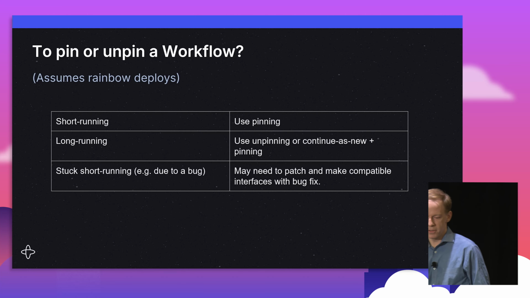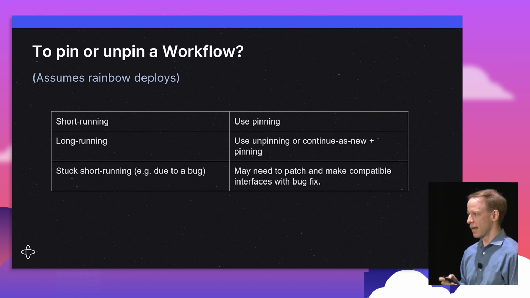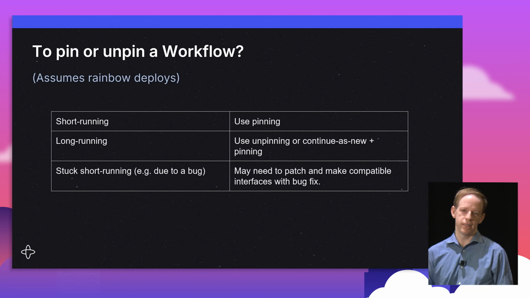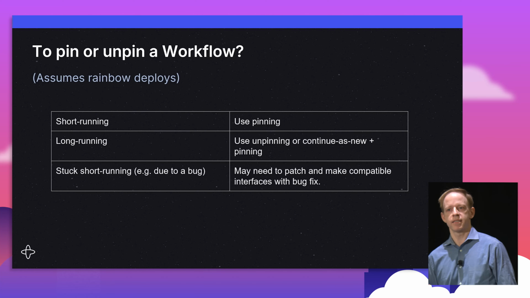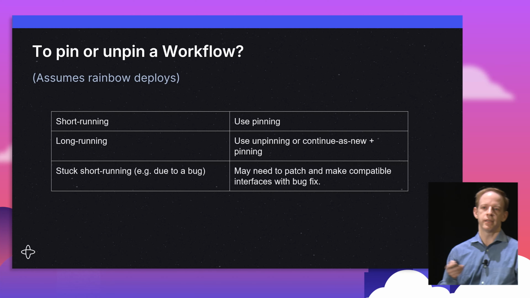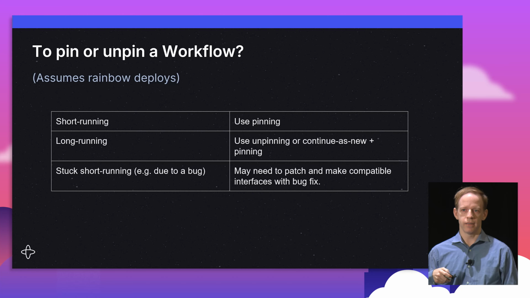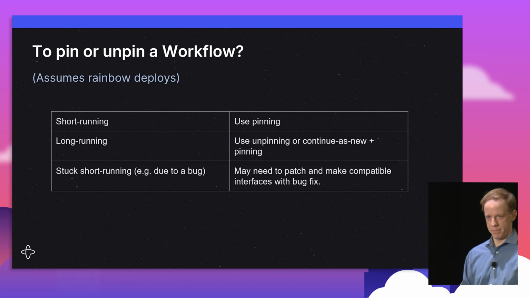Well, assuming you're using Rainbow deploys and it's safe to actually be pinning workflows, the litmus test is basically short-running workflows get pinned. Long-running workflows are a little bit more complicated. If your workflow takes a month to run, you probably don't want to be keeping builds around for a month. You want to be upgrading that in process. And so if you have a long-running workflow, you can either keep it unpinned and patch it as you have been, and we'll be making that better, but it will still fundamentally need patching.